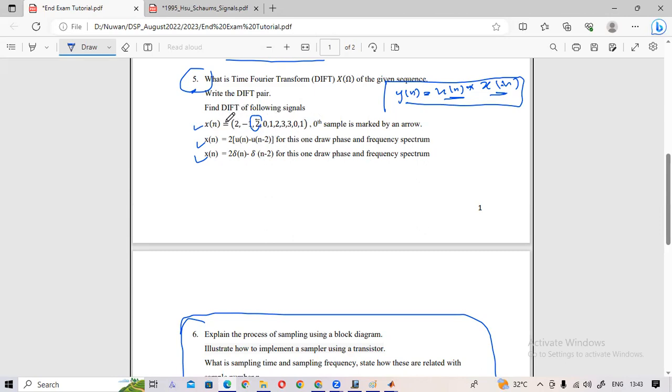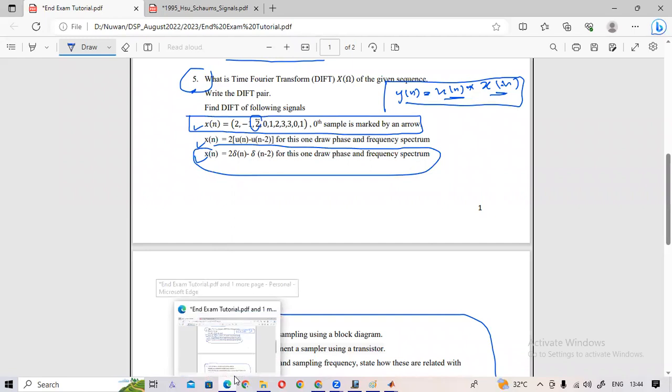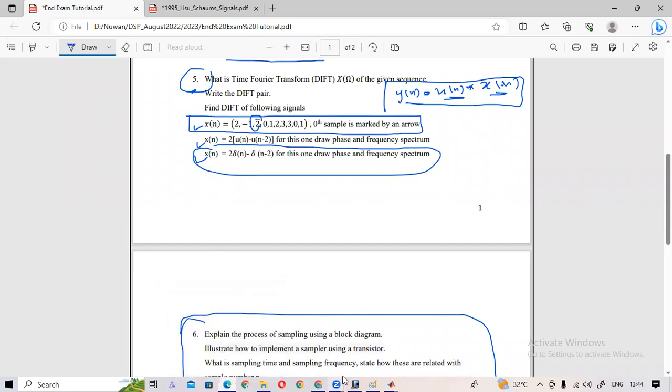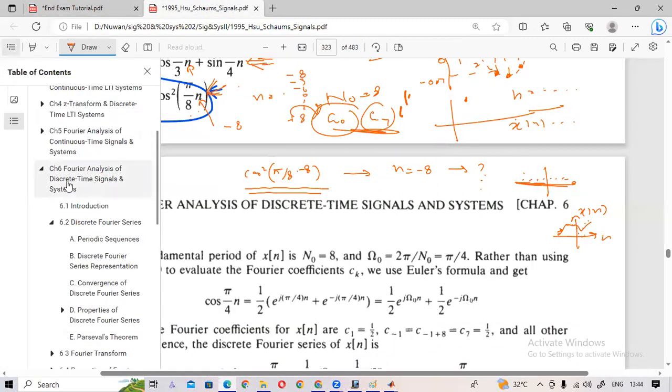You are given the sequence. The zero sample is marked by arrow, this one. So try to do this question by yourself. Maybe we will try to do this one. Anyway, you have to use the Fourier transform for that one. That is for non-periodic signal.